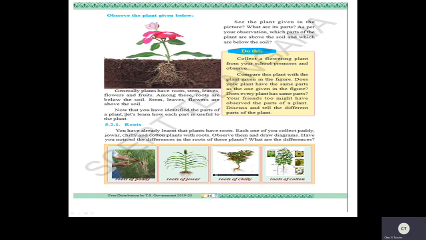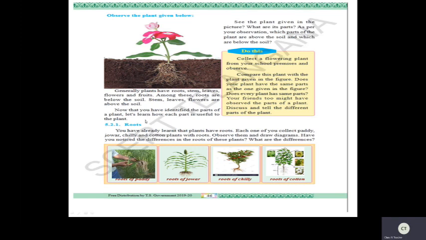Okay, children? Now, see here. Collect a flowering plant from your school premises or at home and observe. Compare this plant with the plant given in the picture. Some will bear flowers, children, and some cannot have flowers, just like crotons. All these variations you will study in your higher classes. But the main parts, that is roots, stem, leaves, are common to all plants.